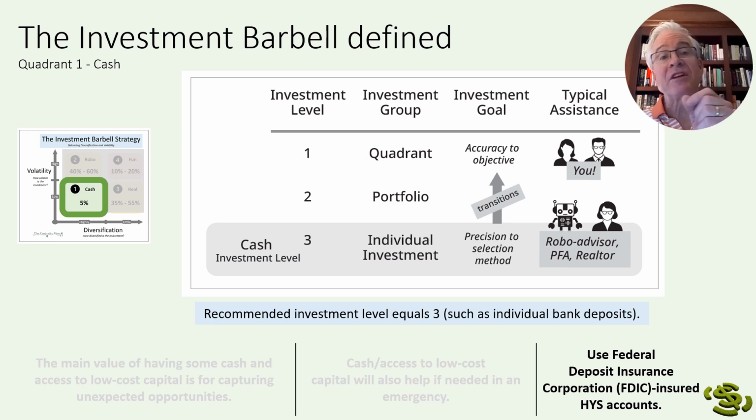The Federal Deposit Insurance Corporation, or FDIC, insures checking and high yield savings accounts. For cash, we recommend having multiple individual FDIC insured bank accounts at level 3. It is good to periodically check rates to ensure that you have the highest available interest rate.